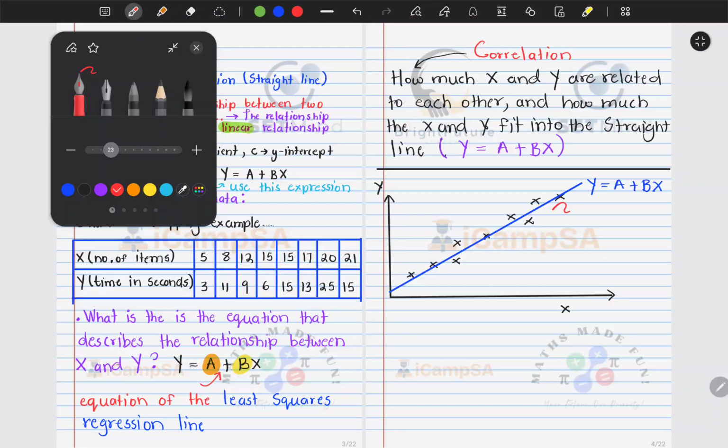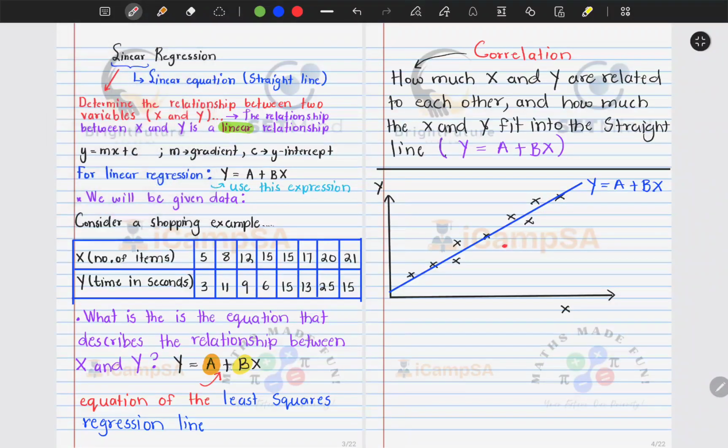So whenever you have the points being close to the blue line like this, we will say it is a strong correlation, because as you can see the data points are very close to the line. And because the slope is positive, it will be a strong positive correlation.